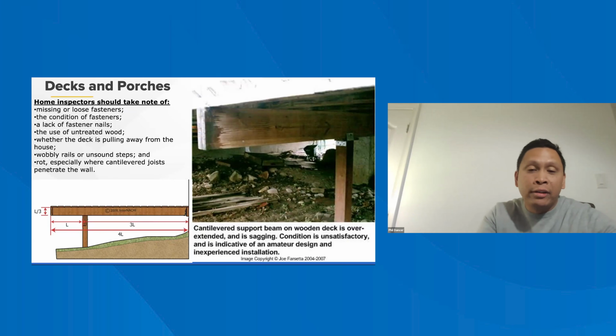If you think it's for the deck, is the deck pulling away from the house itself? The ledger board is helping to support the decking system. That's that horizontal piece of framing that attaches to the home itself. So are there lag screws into that ledger board? Are there anchor bolts into that ledger board?